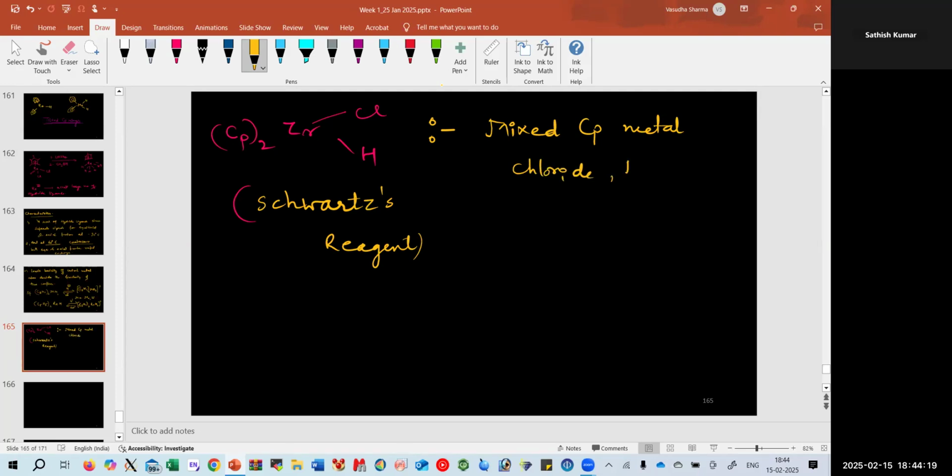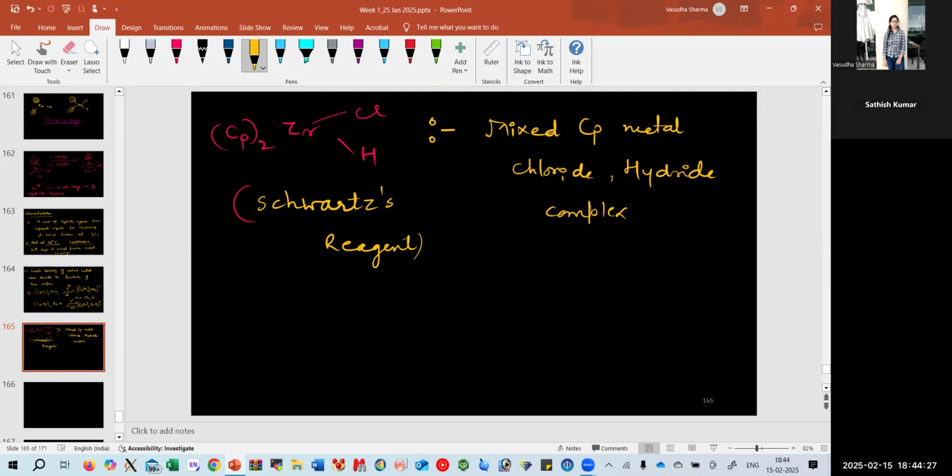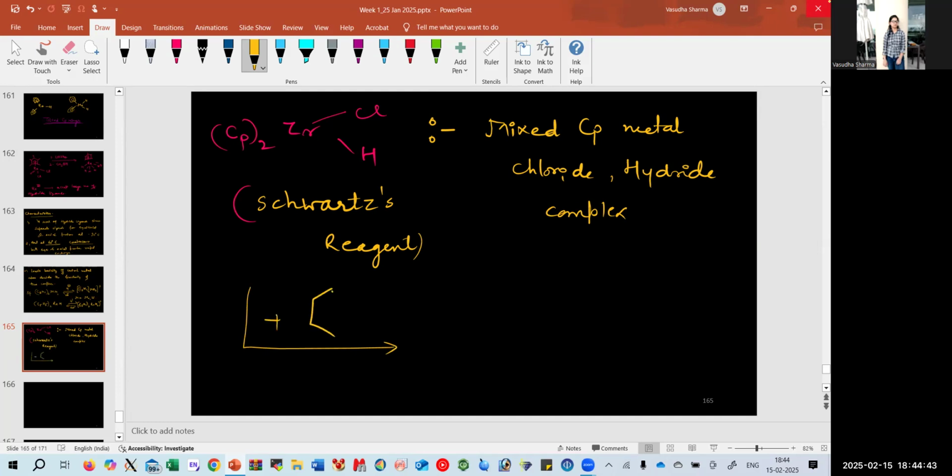So we have so far seen the sandwich complex, half sandwich complex. It's a mix of Cp. It's having chloride as well as hydride also. So this is one such example. And this reagent is very interesting because when you are treating this particular complex with cyclohexene, you have one double bond.